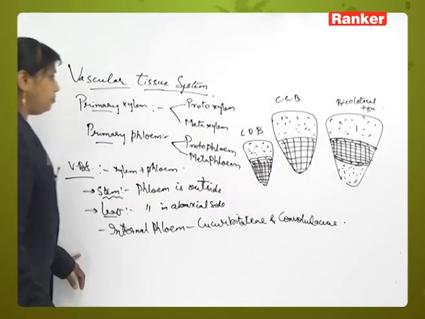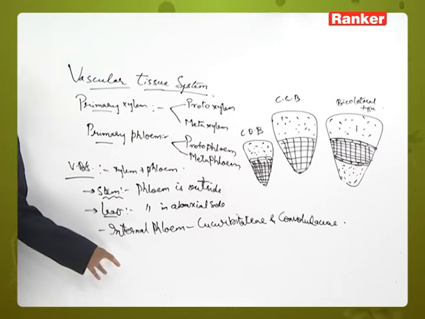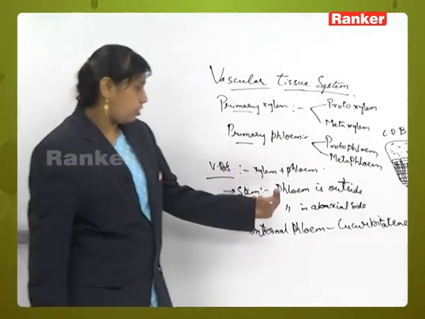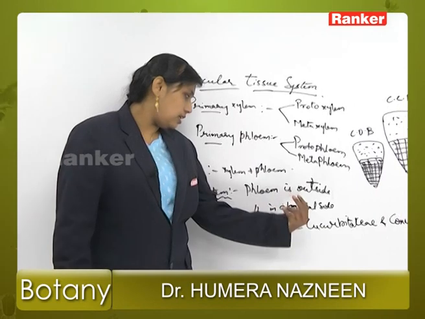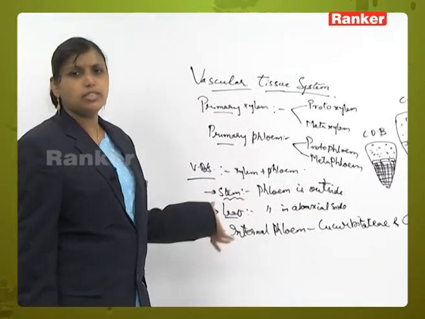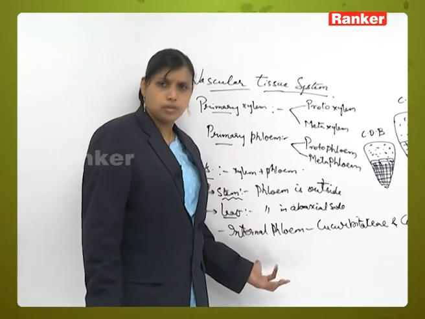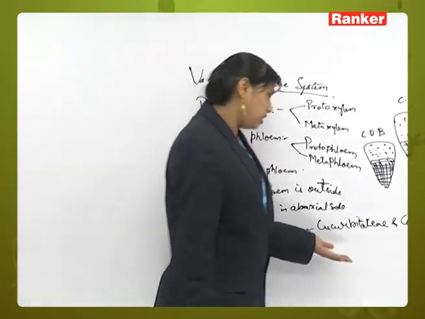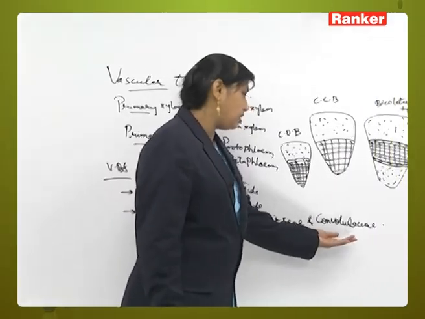Okay. Now, this is about the arrangement of phloem: in stems it is outside, in the leaf it is on the abaxial side, and if the phloem is towards the inner side of the xylem, then that type of phloem is called internal phloem. As per your syllabus, you will be seeing it in the Cucurbitaceae and Convolvulaceae families. Okay.